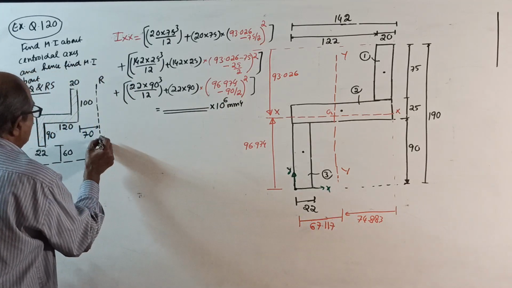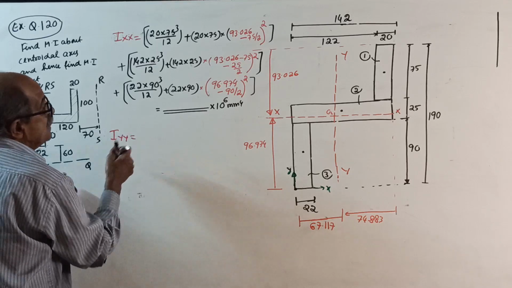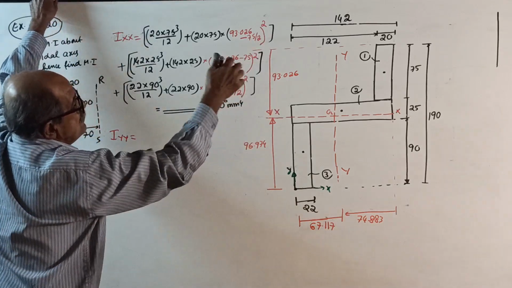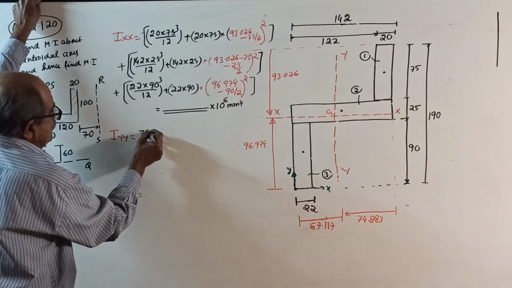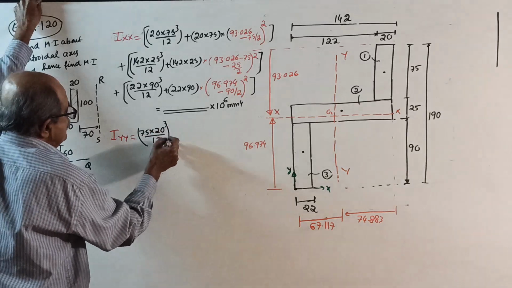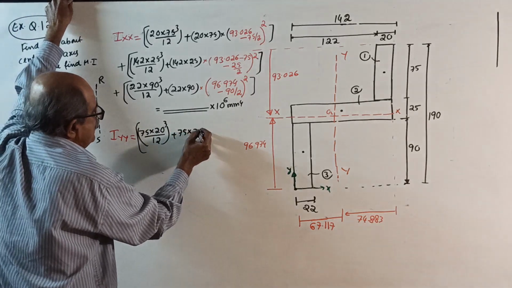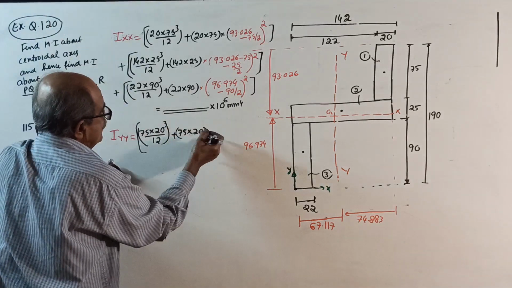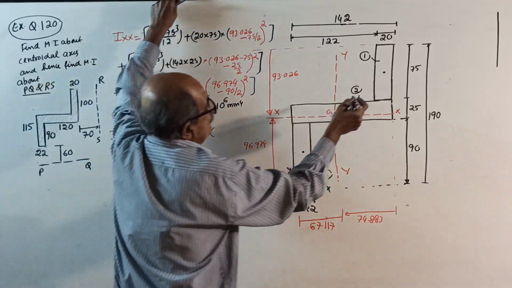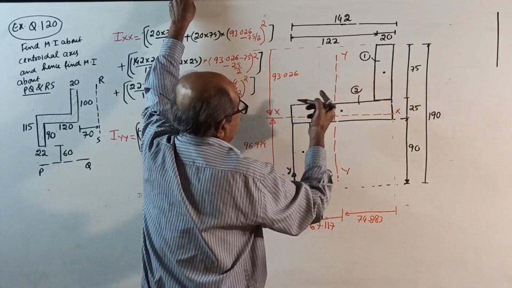RS is here. Next, I about YY. Start. First one, 75 into 20 cube by 12, Ig, plus 75 into 20 is the area, into this distance squared.